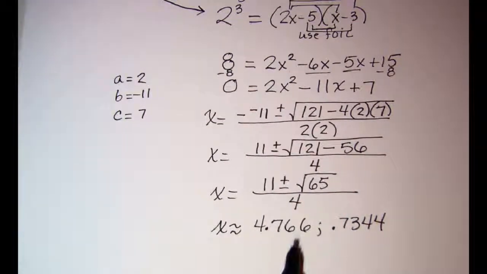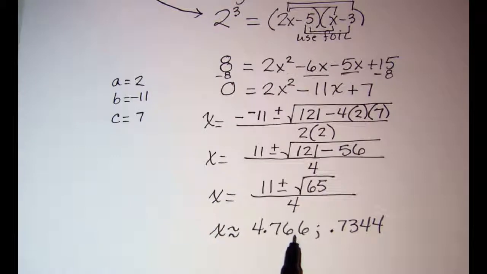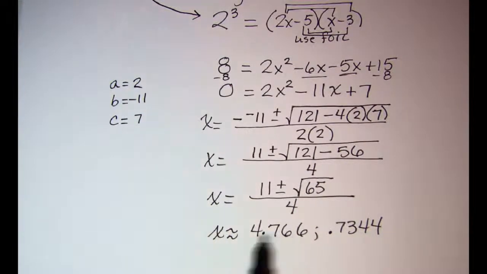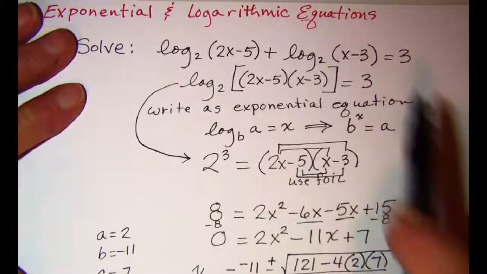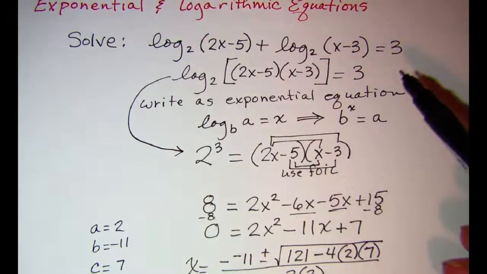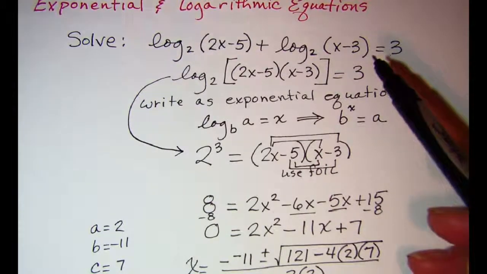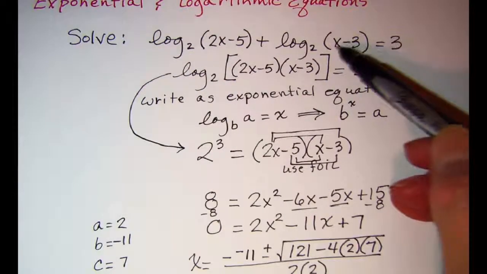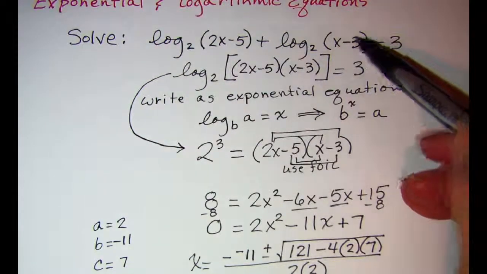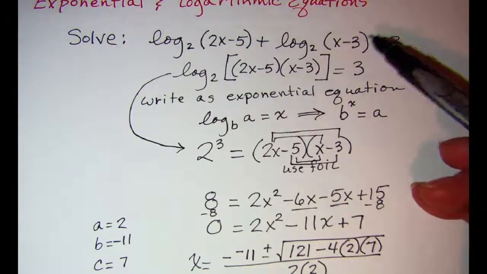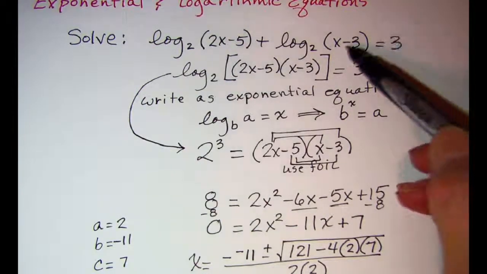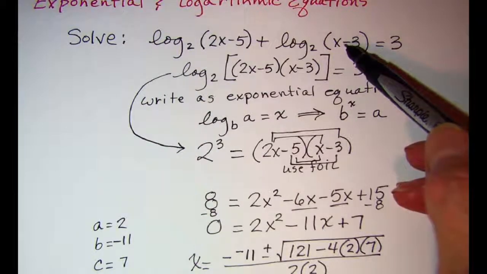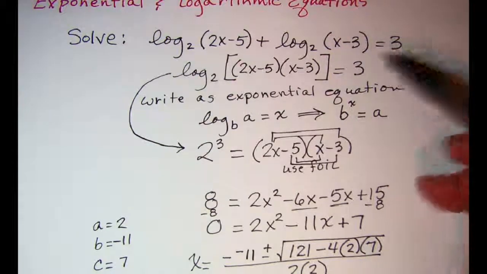Okay, now we need to check one more thing before we box in our answer. This is 4.7, 4.8. This is 0.7. So we need to check in our original problem if we will have any negative arguments. 4.7, if we put that back in here, that's fine. That'll give me a positive argument. But if I put 0.73 in for x right here, that'll give me a negative argument.